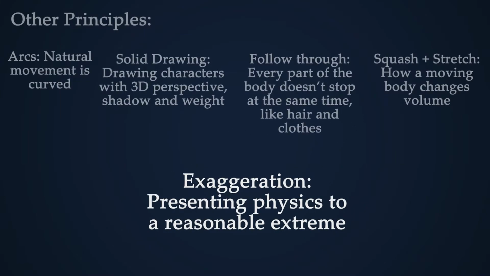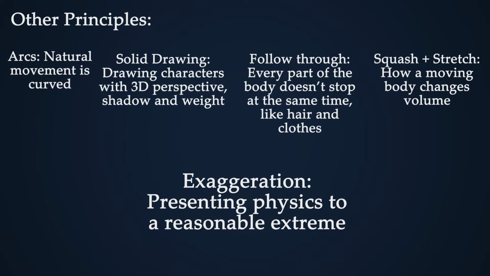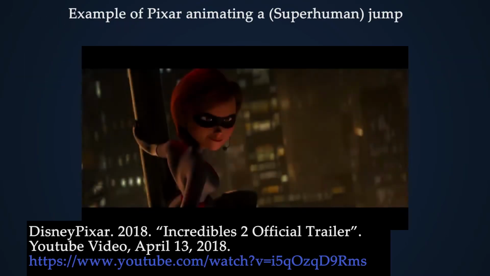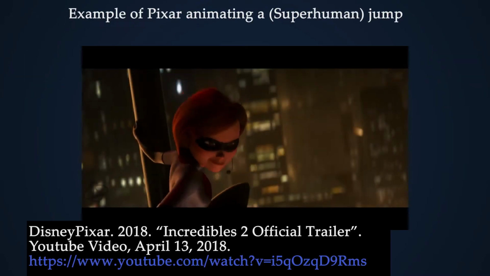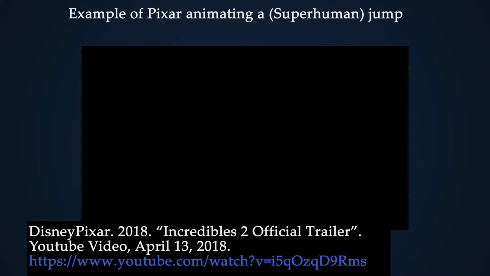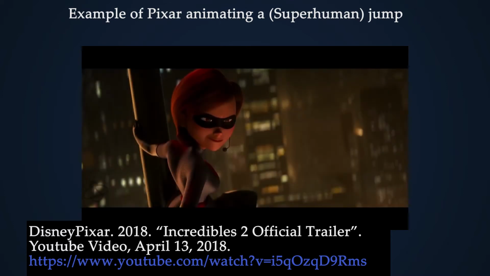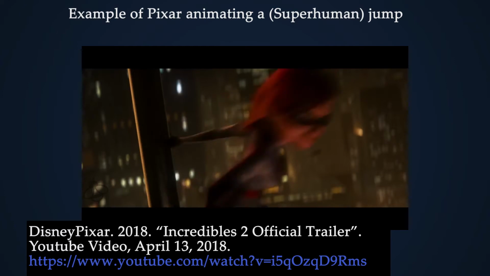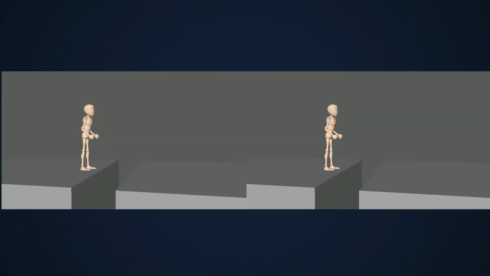The final principle I'm going to talk about is exaggeration. Unlike most principles, exaggeration is about more than just replicating real life. For example, a person falling will squash and stretch slightly upon landing, but an animator looking to exaggerate the sense of momentum would have the character squash almost all the way to the ground before popping back up.